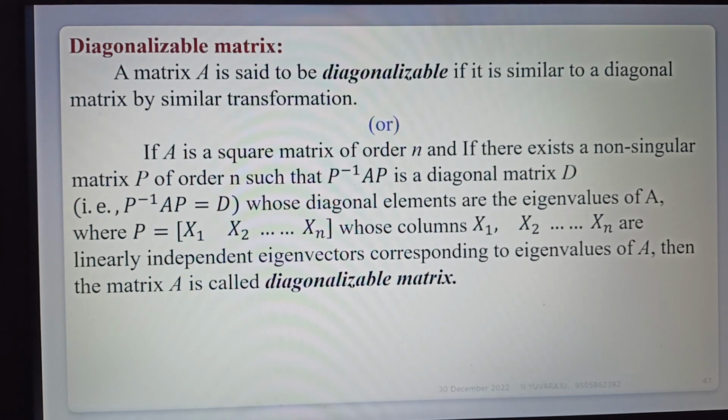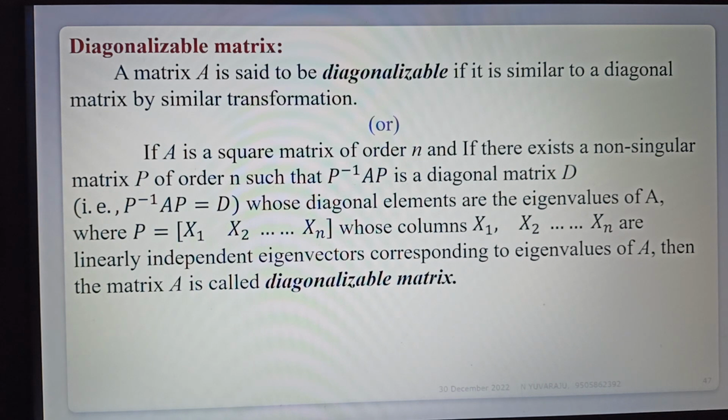So how to convert? What is the matrix P? P is the matrix whose columns are linearly independent eigenvectors corresponding to the eigenvalues of A. Then A is called diagonalizable. This procedure is called diagonalization. So how to find P is given in the procedure. In the procedure we have to find it.